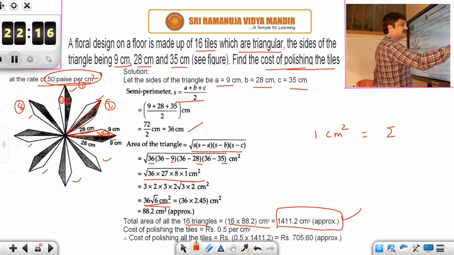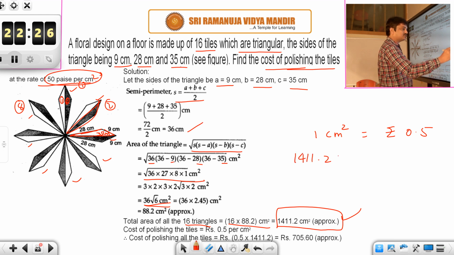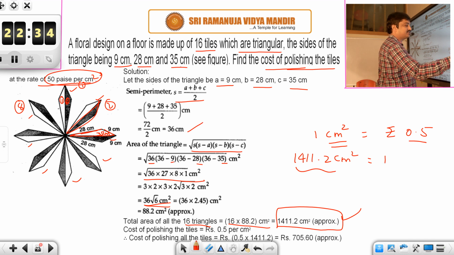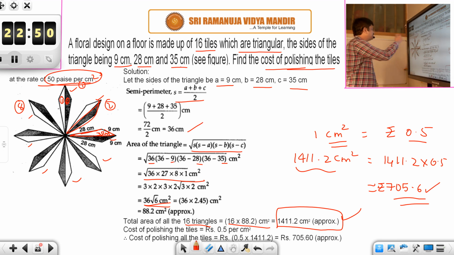50 paisa means half a rupee, 0.5 rupee for 1 centimeter square. But here, how much area do you need to polish? You need to polish 1411.2 centimeter square. So for 1 centimeter square this much, for this many centimeter square you need to multiply that by 0.5. So you will get the answer as 705.6 rupees. So this is the cost for polishing all these 16 tiles.